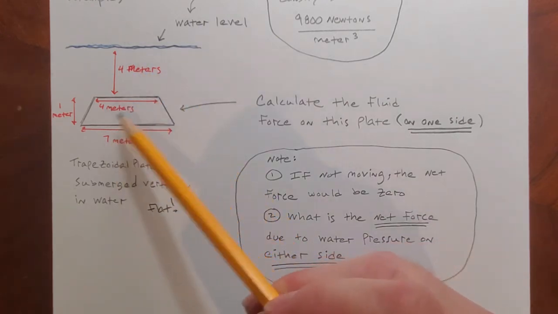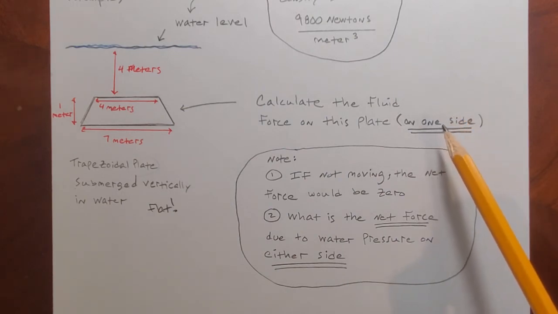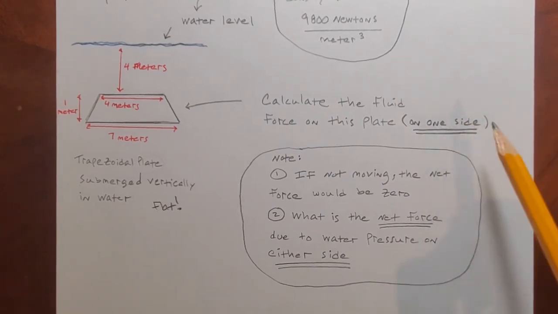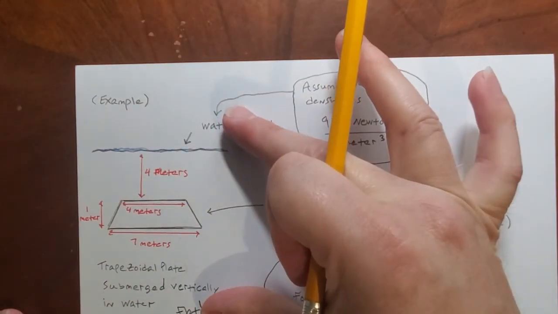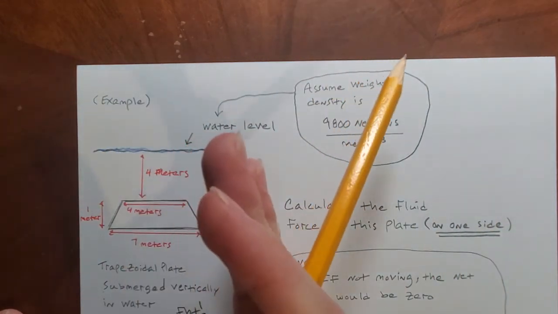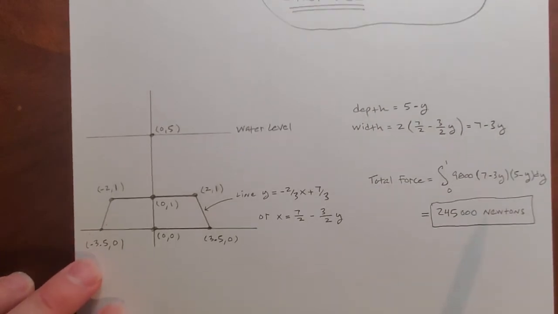I know that the force of the water on either side is the same. So I just want to set a problem up and calculate what the force is on one side, just to show that we understand how to do that. Okay, now I need to take this and impose the coordinate system, specifically the y-axis on it. So here's how I decided to do it.